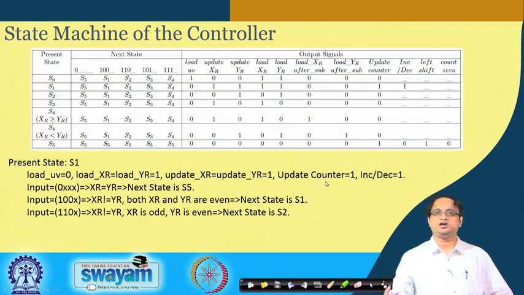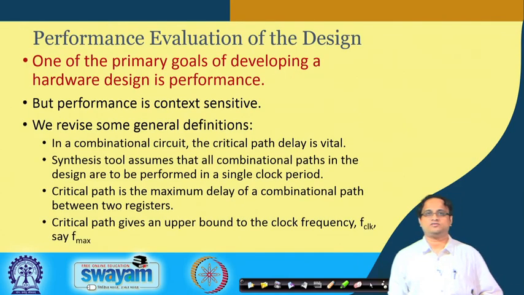That means you also have to increment your counter, and whether you are incrementing or decrementing is denoted by this signal. Okay. So likewise, again you receive inputs like 0 cross cross cross, or 0 don't care, don't care, don't care. In this case, again you have to make the next state S5. If you get 1 0 0 cross, then you have to make the next state S1. But if you get an input like 1 1 0, then you know that XR is odd, and therefore your next state has to be S2. Okay. So that is what you have essentially done throughout the state transition table, and you can populate the entire table in this fashion.